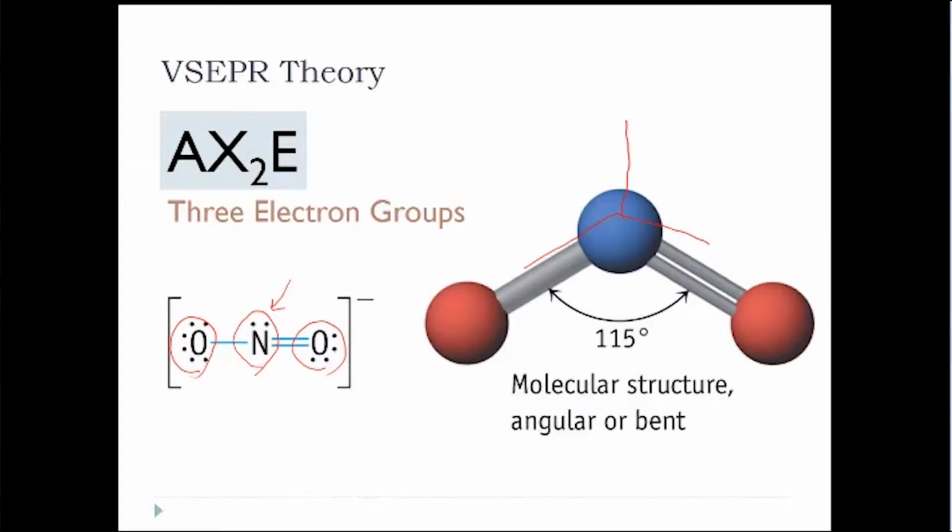But again, in this case, one of those positions is not seen because there's no atom there. It is a lone pair. It needs to have its space and it occupies that position, but it does not show in the molecular geometry. So in this case, the nitride ion or anything with the VSEPR designation AX2E would be bent.